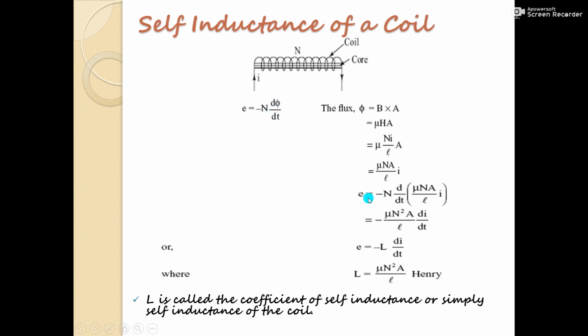So the expression becomes E equal to minus N d by dt of mu N A upon L into I. So that can be further written as minus mu N square A by L di by dt. But this is what the self-inductance is. So E is equal to minus L di by dt. So this is called the coefficient of self-induction or simply the self-inductance. You may call it inductance only. So we are getting for L, mu N square A upon L, and the unit for the self-inductance is Henry.